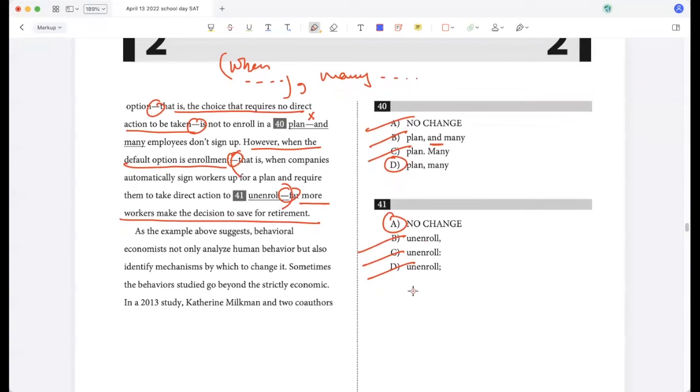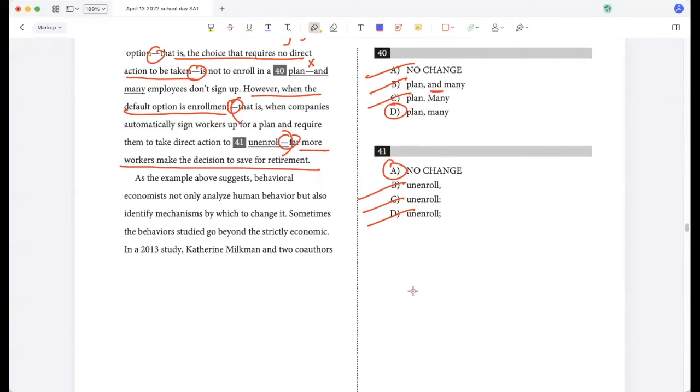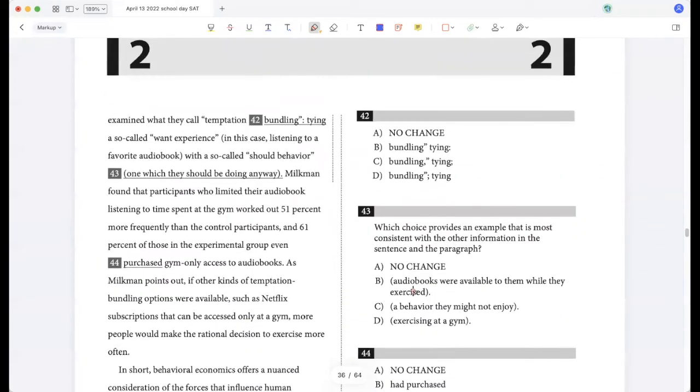As the example above suggests, behavioral economists not only analyze human behavior, but also identify mechanisms by which to change it. Sometimes the behaviors studied go beyond the strictly economic. In a 2013 study, Catherine Milkman and two co-authors examined what they called temptation bundling, tying a so-called want experience, in this case, listening to a favorite audiobook, with a so-called should behavior, one which they should be doing anyway.